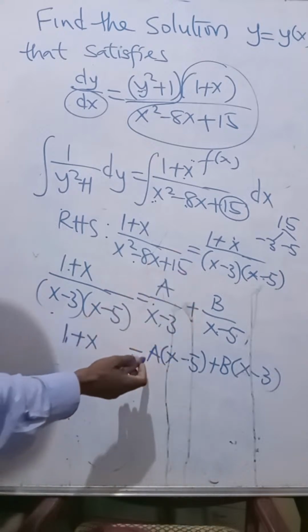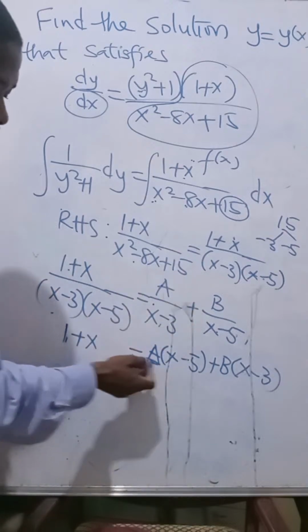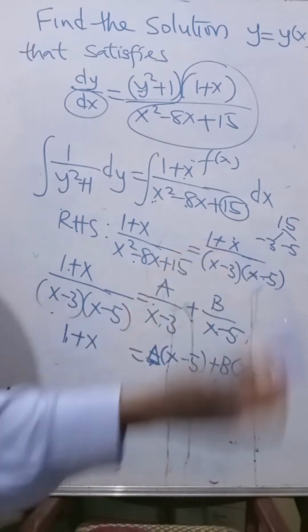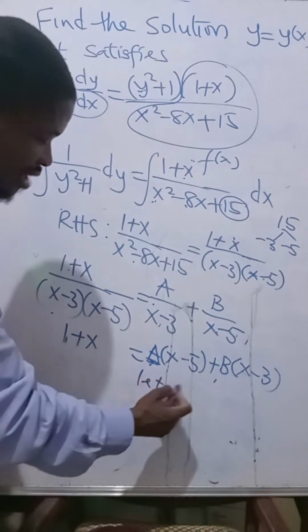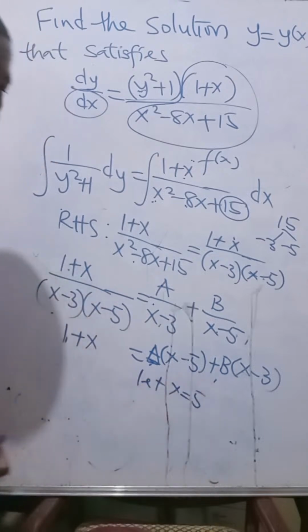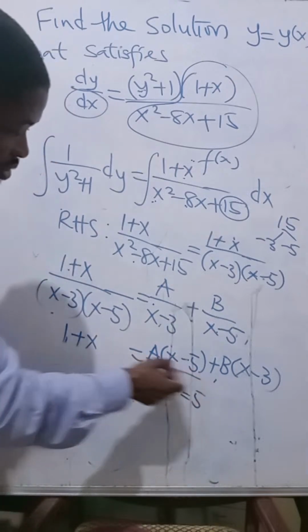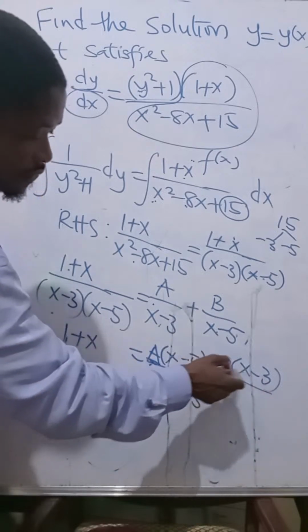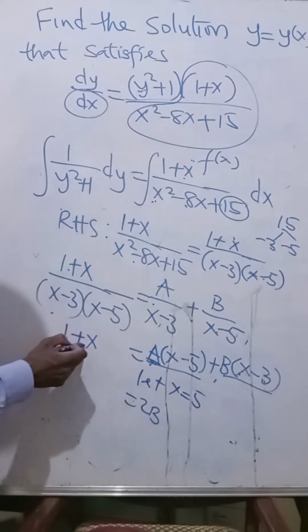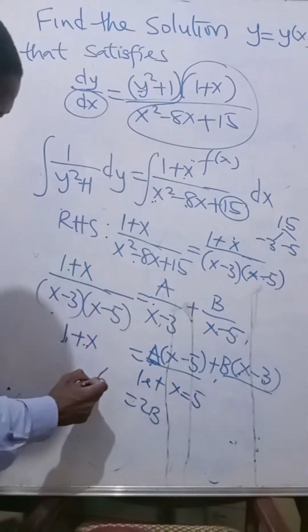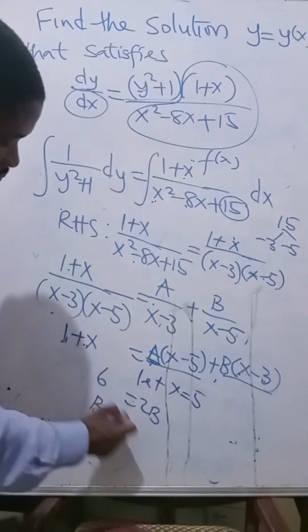So what we need to do now is get the constant values for A and B by substitution. Let x be equal to 5. If you do that, this expression will cancel. Then we can get this one. So 5 minus 3, that's 2B. This one, 5 also, 5 plus 1, that's 6. So B is 3.